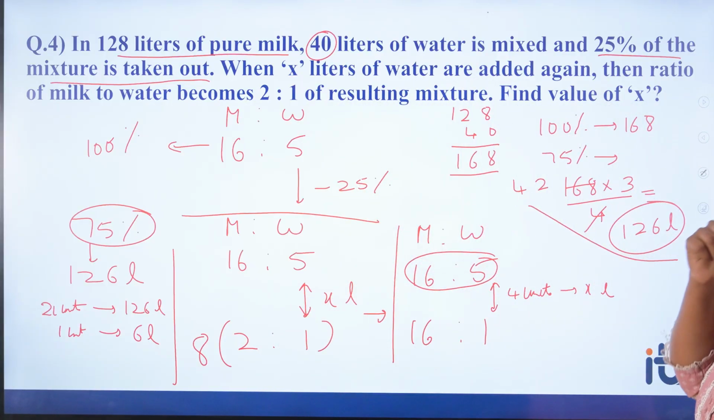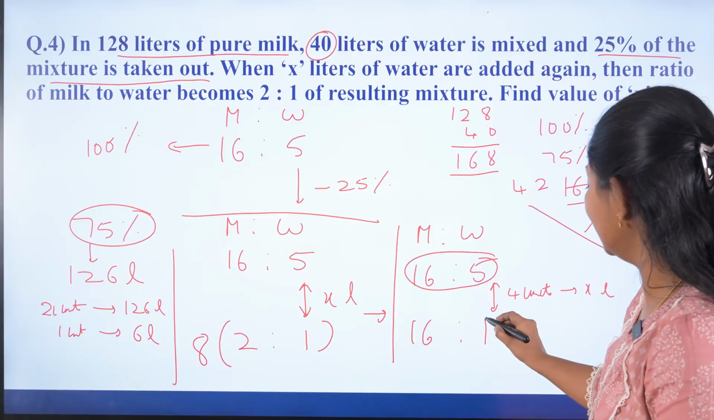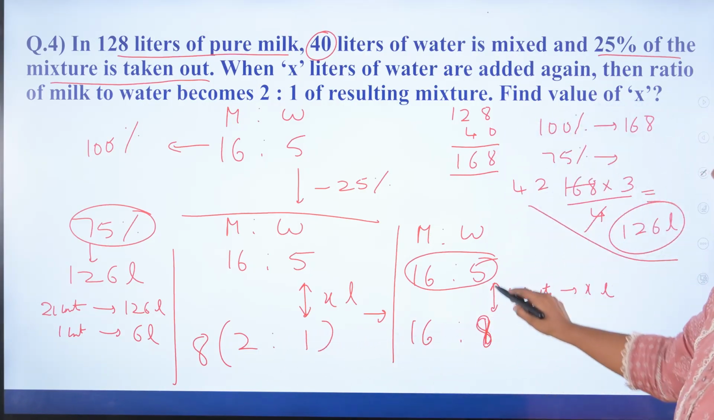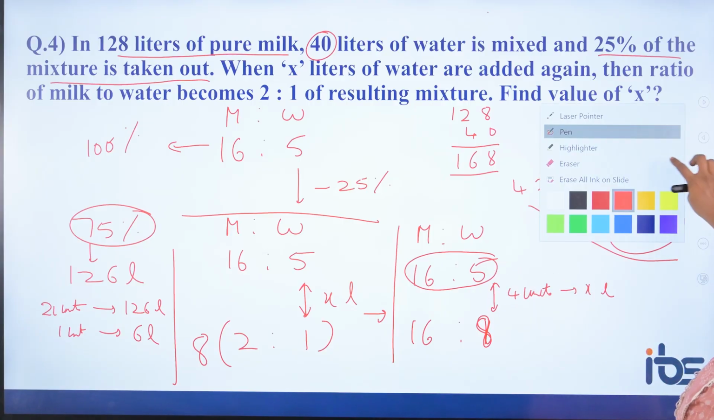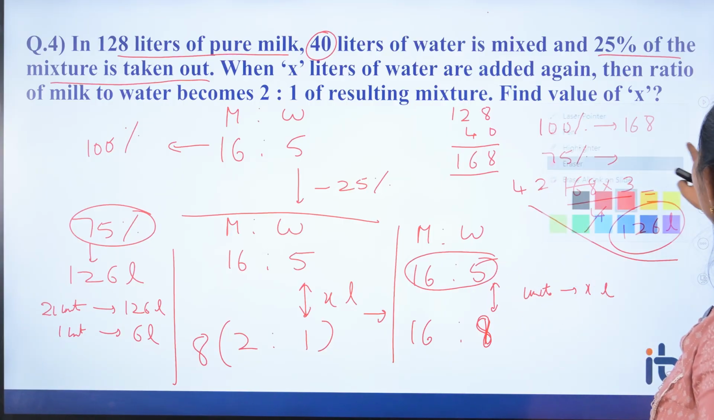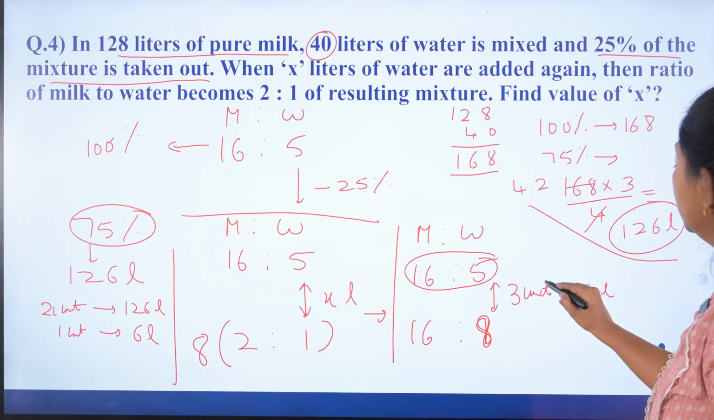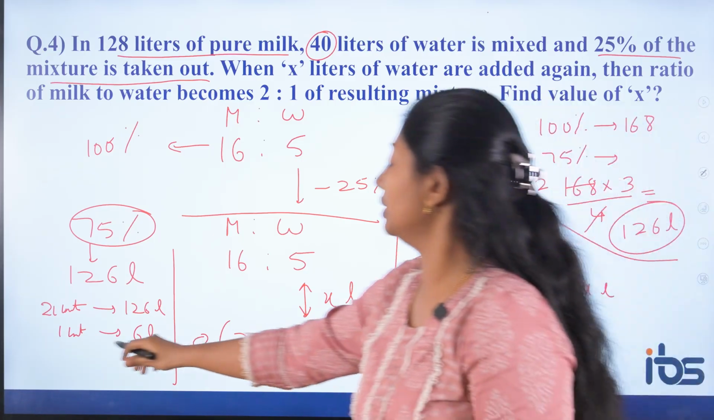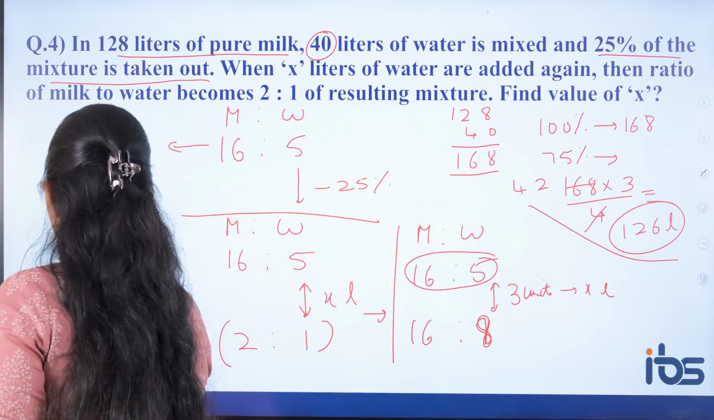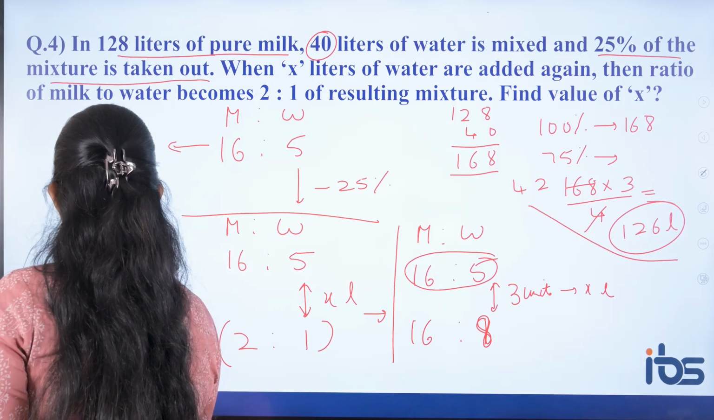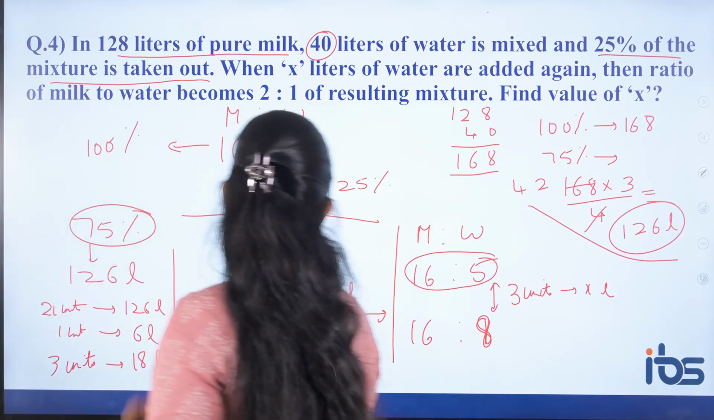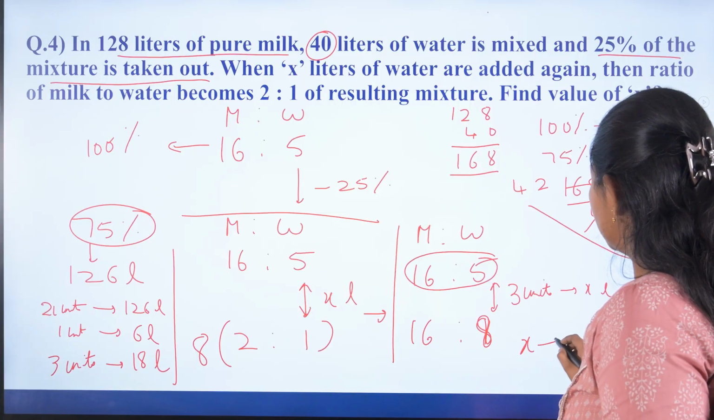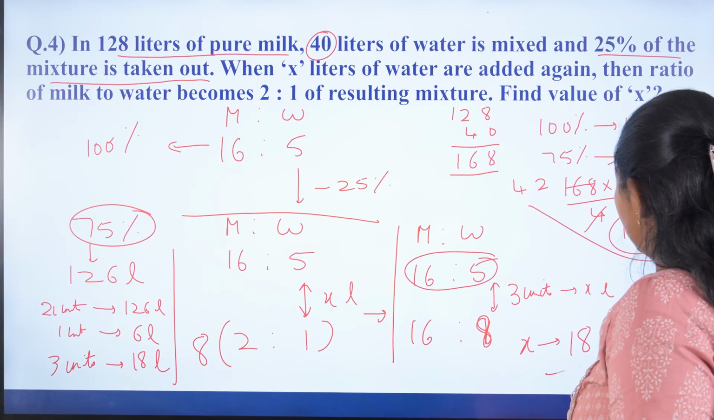Since here it is 8, not 1, because 8 into 2 is 16, then 8 minus 5 is 3, not 4. So here you need the 3 units value. If you know the 3 units value, you know how much you are adding. So here 1 unit is 6 liters, so 3 units is nothing but 18 liters. So that is your answer, 18 liters. X value is nothing but 18 liters.